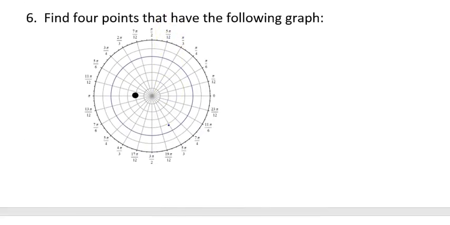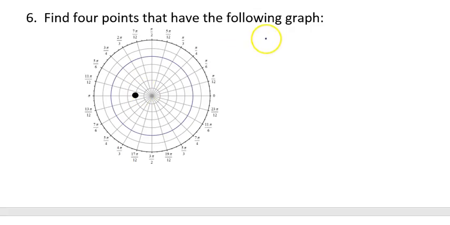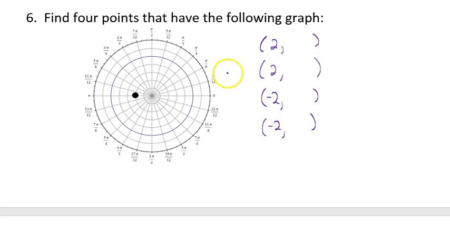So let's take that into consideration and find all the points, or 4 points, that would give us this location right here. Now, this is on the second circle out. So I can already tell you that since it's a radius of 2, I'm going to have 2 points with a radius of 2 and 2 points with a radius of negative 2 if I'm following that same pattern from the previous example.